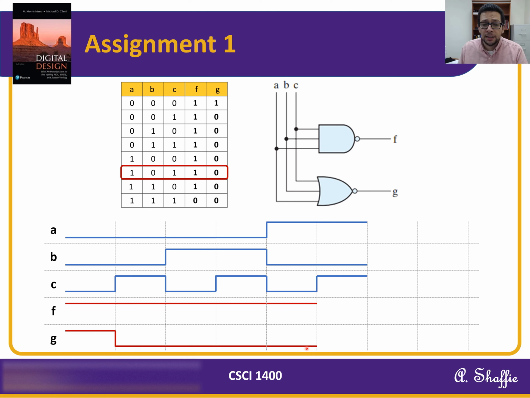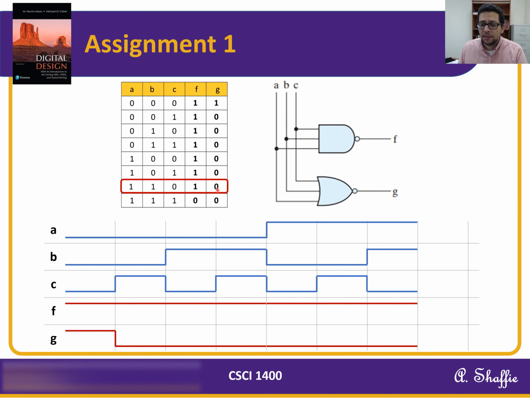For the next combination, we have 1, 1, 0. So I will keep this 1. This should be 1, but it's low, so I will make it high. And this is high, so I will make it low because it should be 0. And again, the outputs will remain 1 and 0. So I still have 1 and have 0.